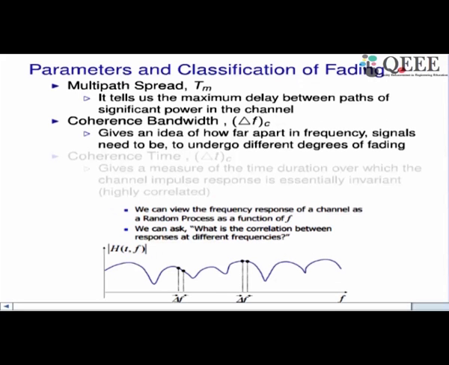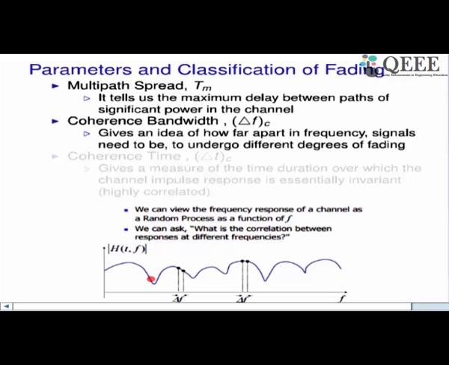Okay, so the second parameter is coherence bandwidth. What you see below in the figure is basically the Fourier transform of the filter, which is now a function of time and frequency. Now you see, as frequency changes, the response of the filter changes. It is important, because if you transmit two signals at two different frequencies, it gives you two different fades.